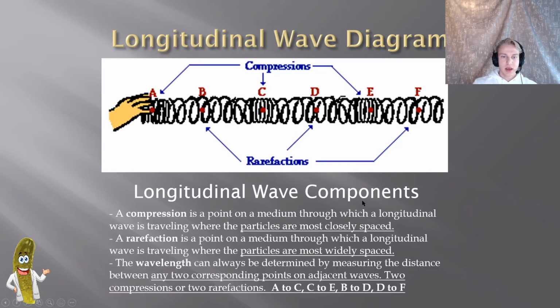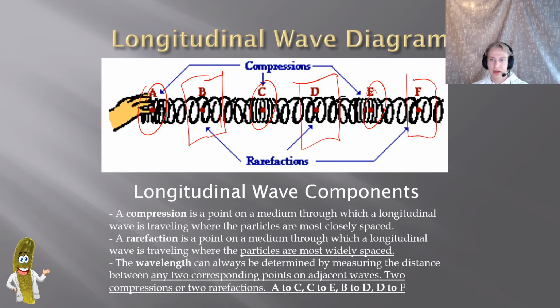Looking at a longitudinal wave, there are different things that we measure. The main points are the compressions and the rarefactions. Those are the two concepts that we're most concerned with for longitudinal waves. A compression is a point on a medium through which a longitudinal wave is traveling where particles are most closely spaced. So compressions occur at A, C, and E. That's where all of the spring is the most compact. Rarefaction is where there is the widest space. So again, that would be at point B here, point D, and point F.